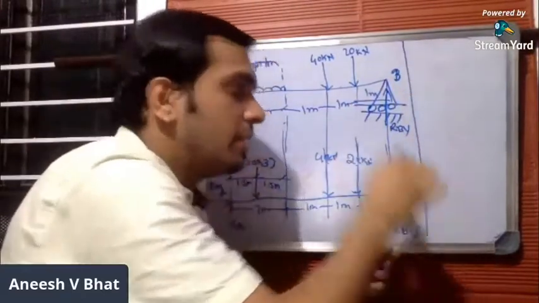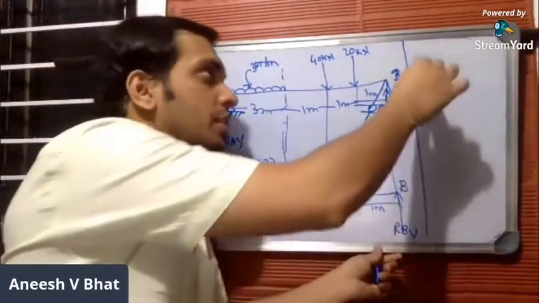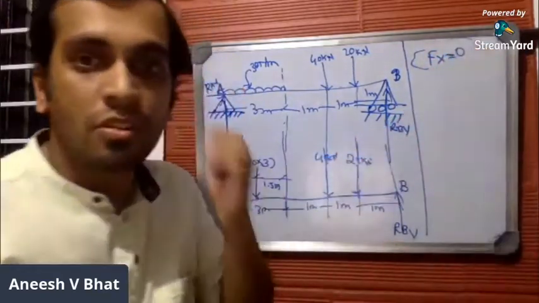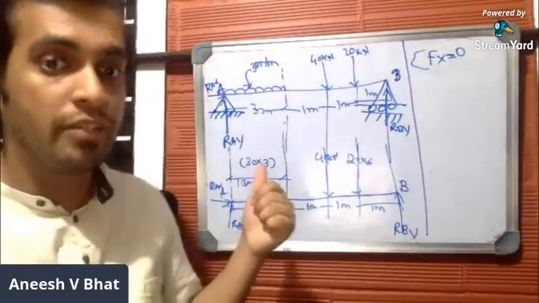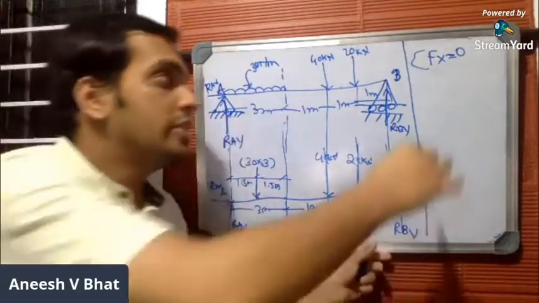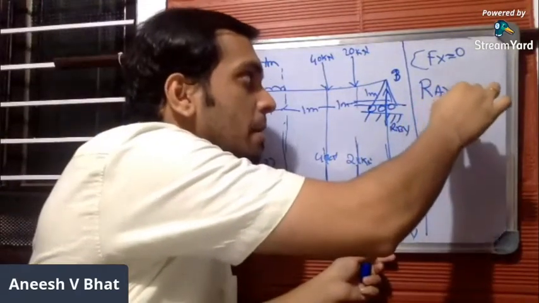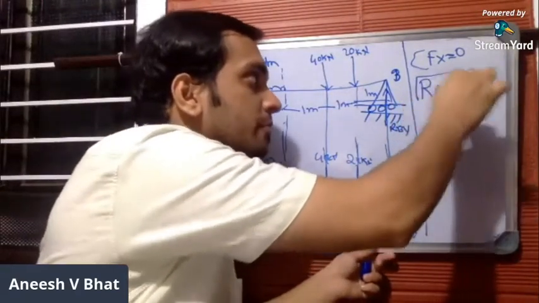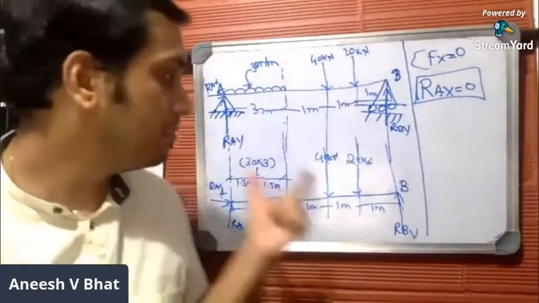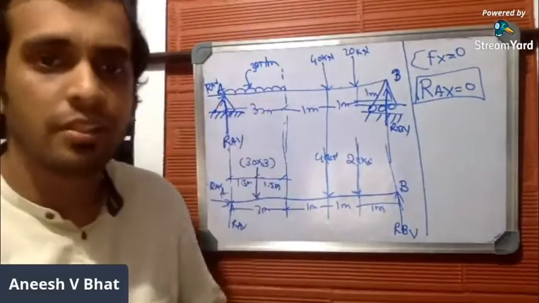Step number 3 is to apply the conditions of equilibrium. So the first condition is summation of Fx equal to 0. How many forces do we have which act in the x direction? We just have one force, which is Rax. It is straight away equal to 0. So the value of Rax is 0.